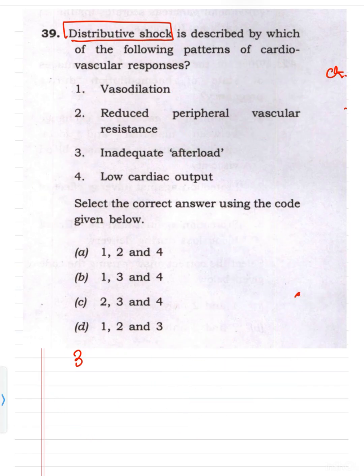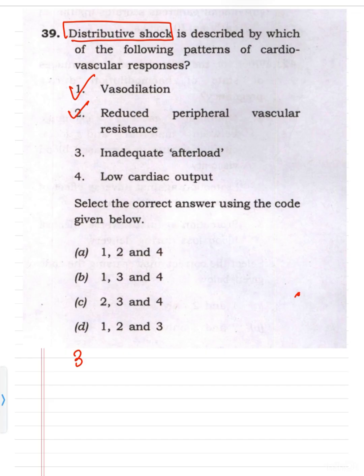So the first one is correct. Coming to the second option, there is reduced peripheral vascular resistance. Yes. Why? Because there is vasodilation of the arterioles too, which are the major resistance vessels. Because there is arteriolar vasodilation, systemic vascular resistance will decrease. So there will be reduced peripheral vascular resistance. So the second is also correct.